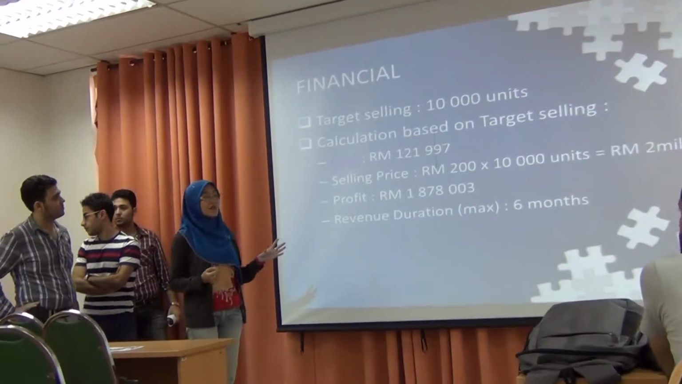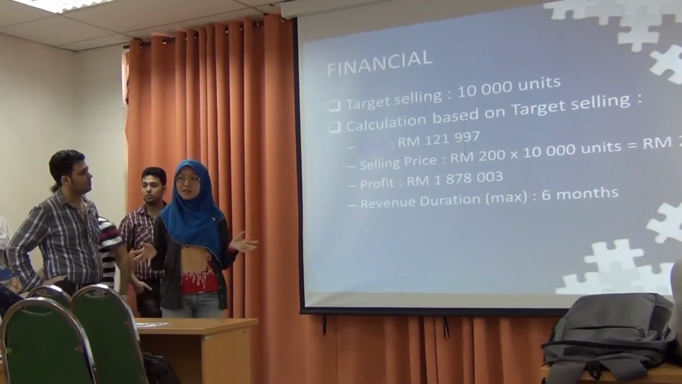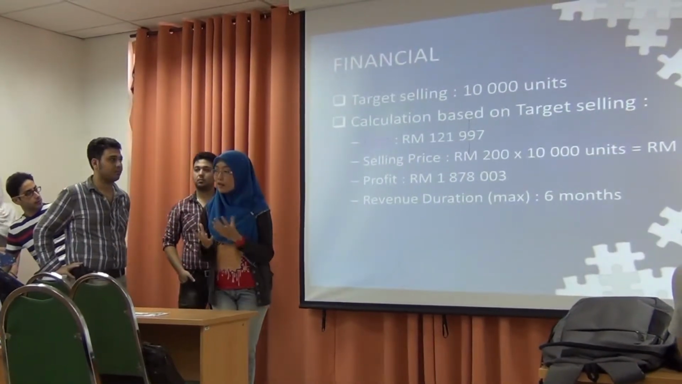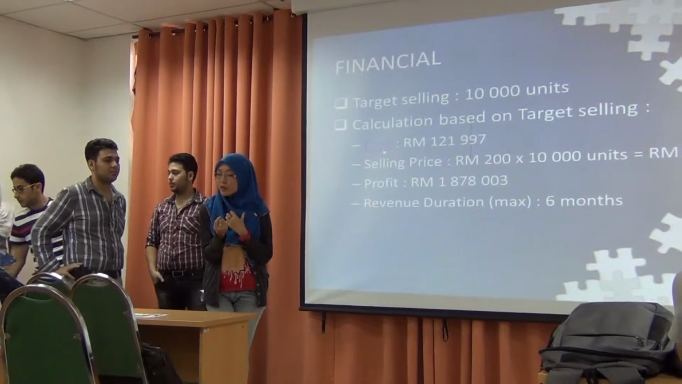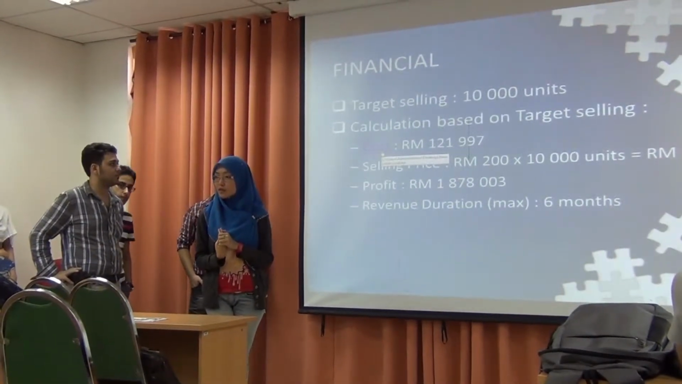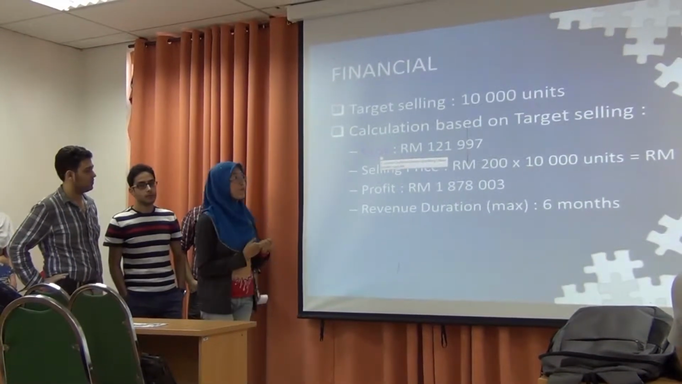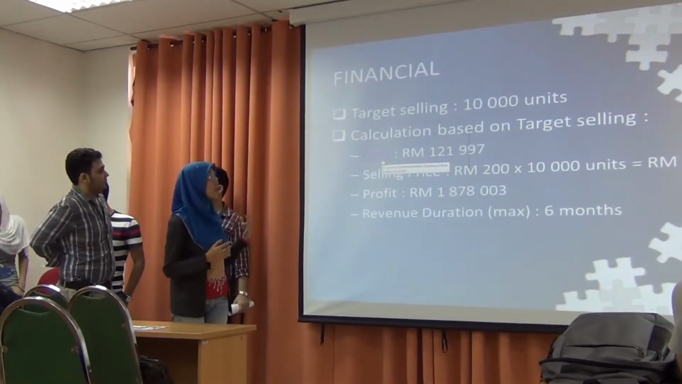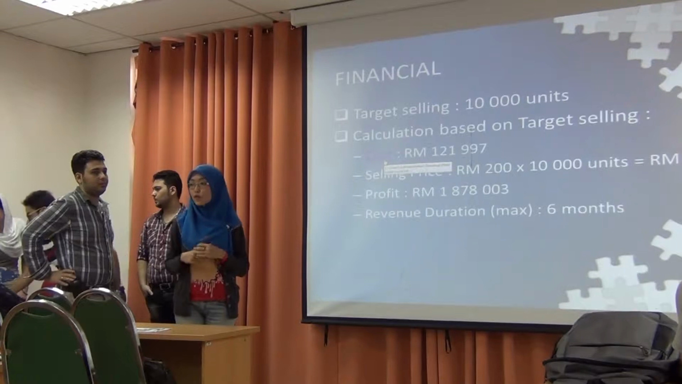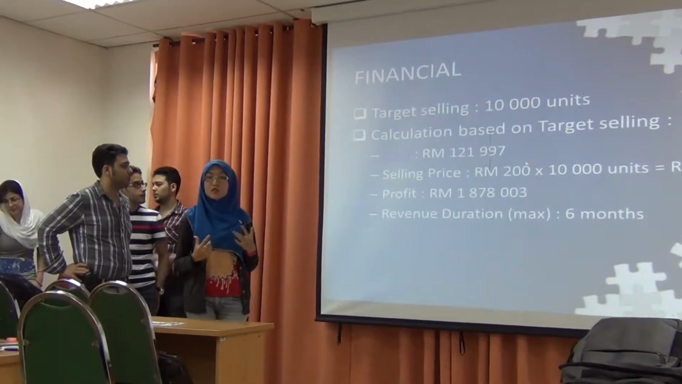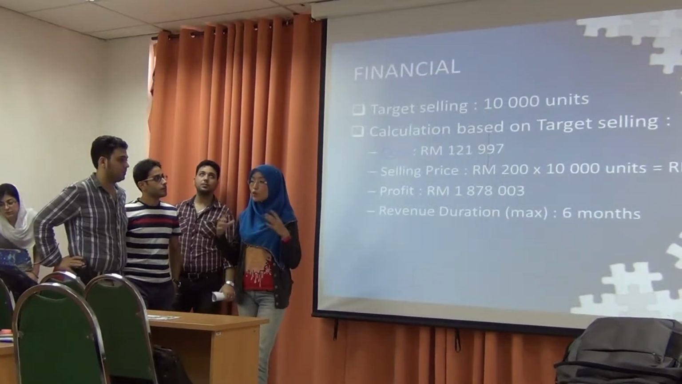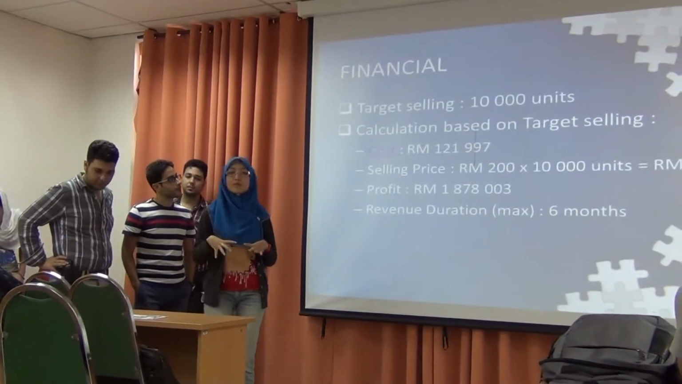Okay, so this is the financial. The target selling is 10,000 units, which we will get from the tender. We will get the tender from the Ministry of Education of Malaysia. The first target selling is 10,000, which is 7,000 units for the preschools and 3,000 units for primary school. So this is made for the first batch. Maybe we will concentrate on the urban area first.